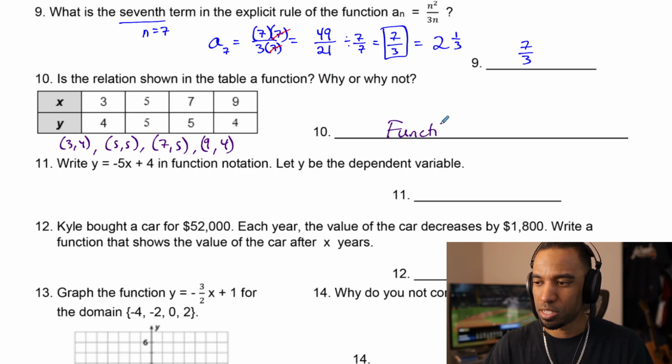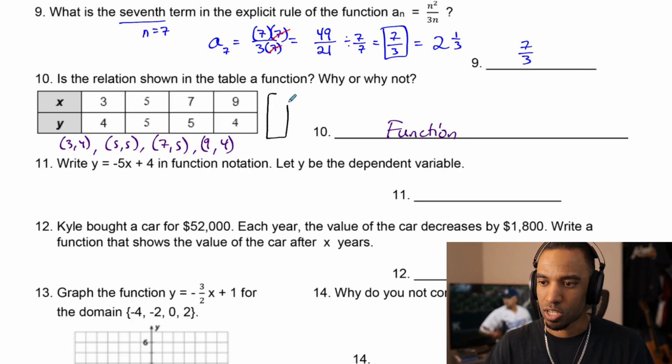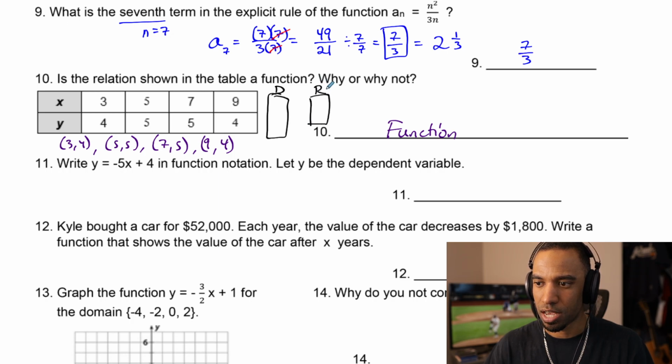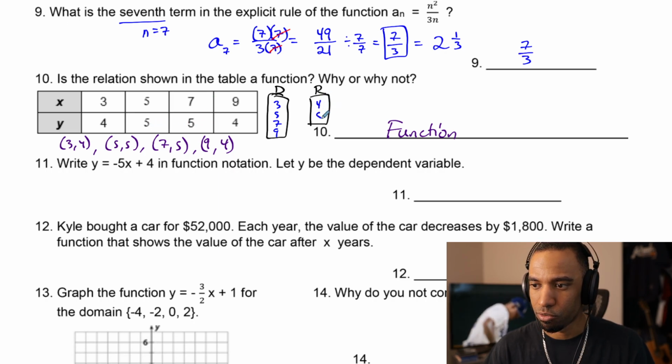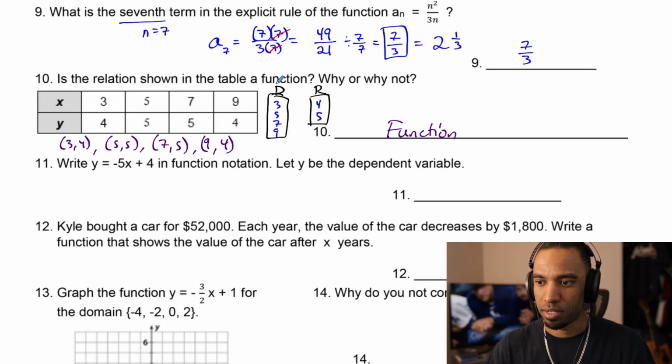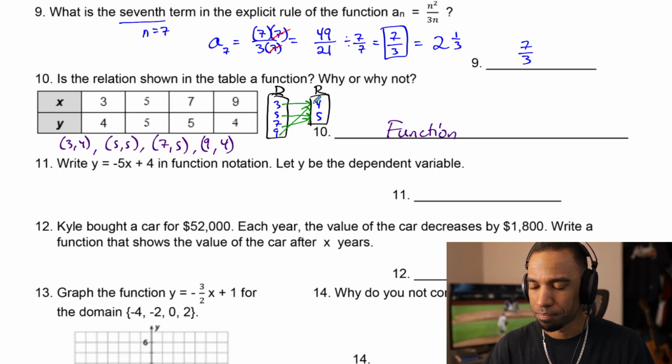If you want to look at a mapping diagram or if you want to draw one out, here's what I would do. It's got to be very small. I'm sorry. Here are my domain guys. Those are the x's. Here are my range guys. Those are the y's. Write your domain values in increasing order. Avoid duplicates. 3, 5, 7, 9. The range values are 4 and 5. Avoid duplicates. Increasing order. 4, 5. And the way you map it looks like 3 goes to 4. 5 goes to 5. 7 goes to 5. And 9 goes to 4, like that.